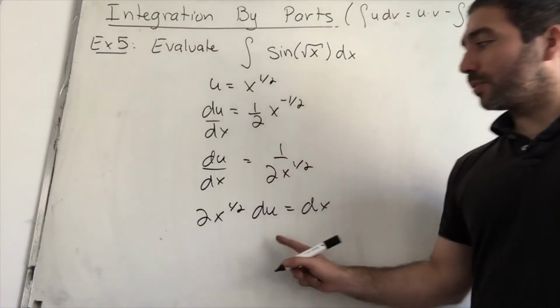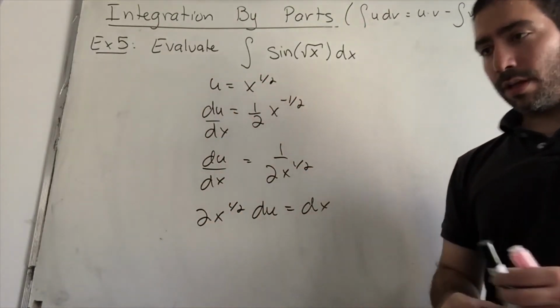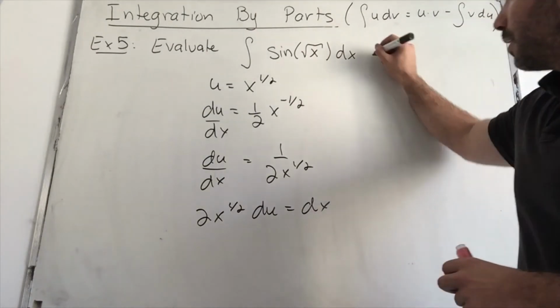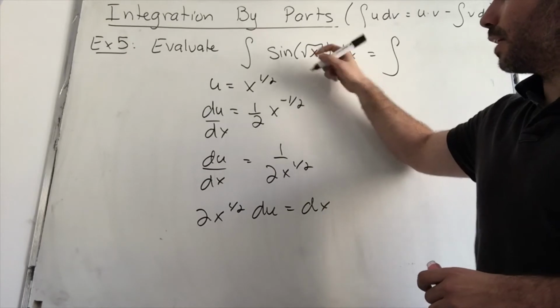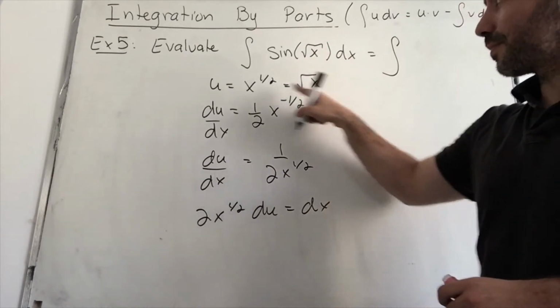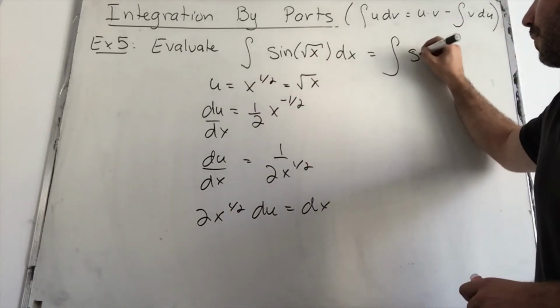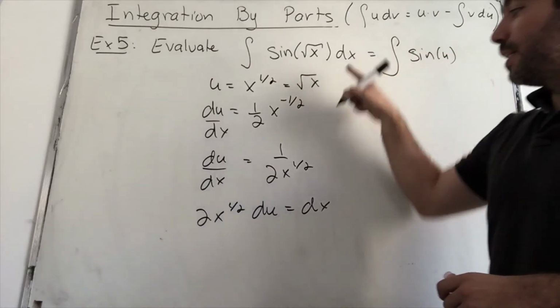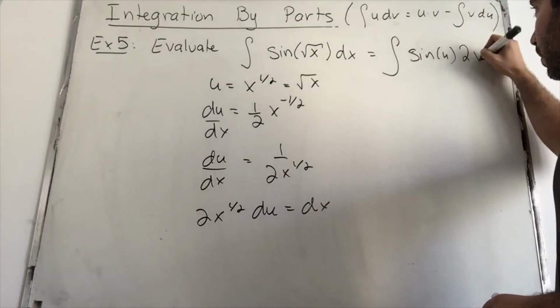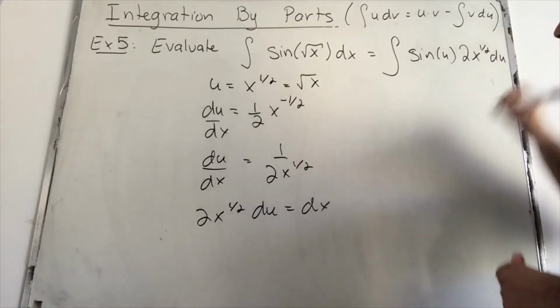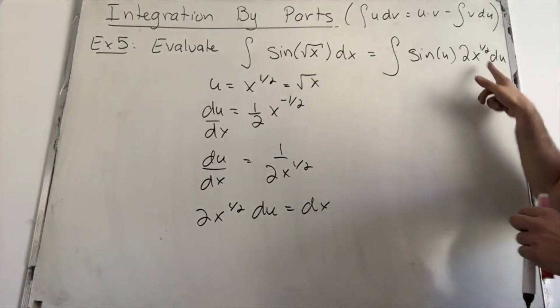Okay, so this is our u substitution, and we could rewrite this in terms of u by substituting the square root of x, because this is square root of x, with u. So we have sine of u, and we're replacing dx with 2x to the 1/2 du. But this is an issue. We have an x here to the 1/2.